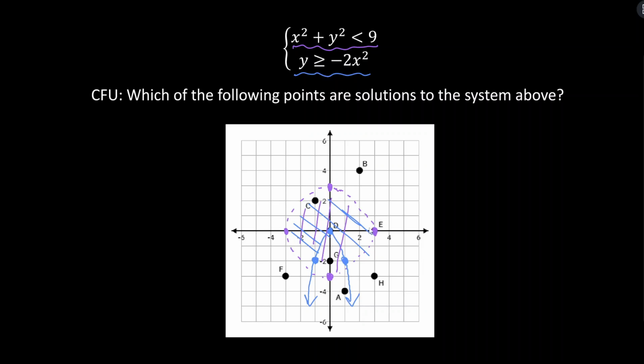We don't want to include E because that's on the circle. The circle is dotted, right? We don't want to include G down here because that's below the parabola. So C and D is the final answer. Those are the 2 points that are solutions to the system, and one more time I'll shade it.